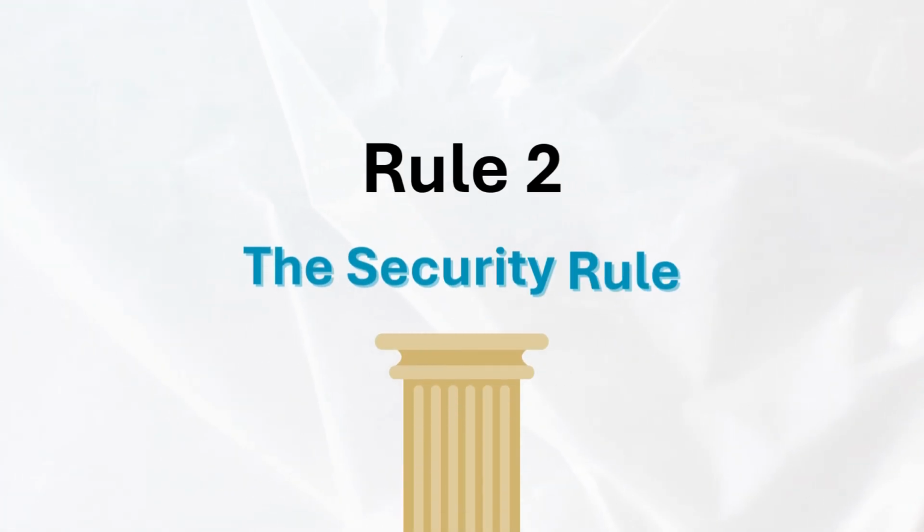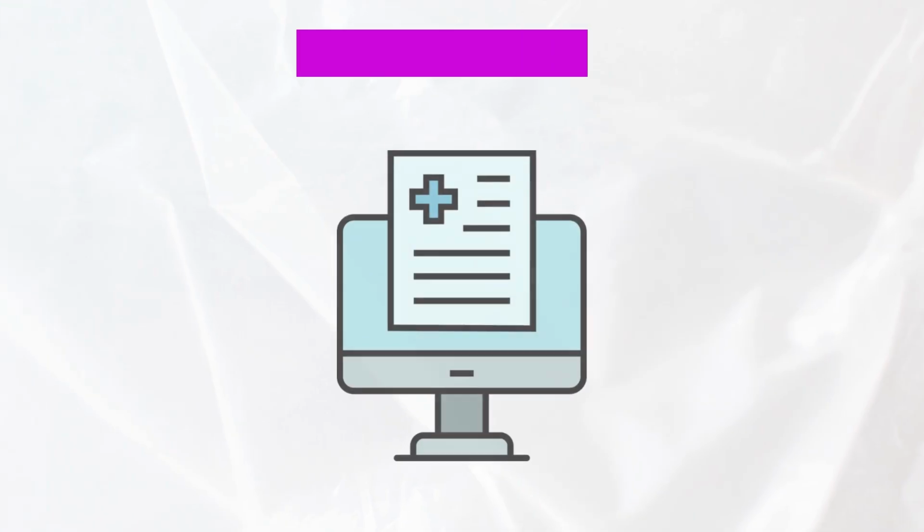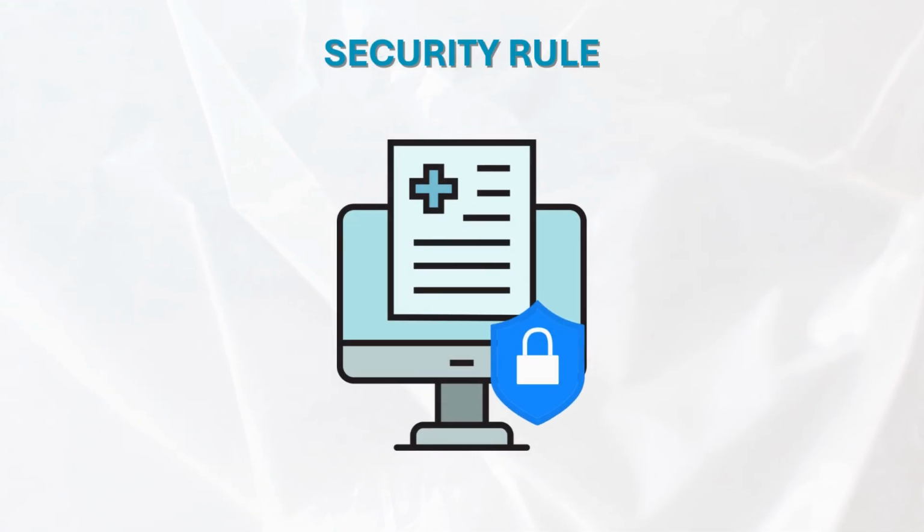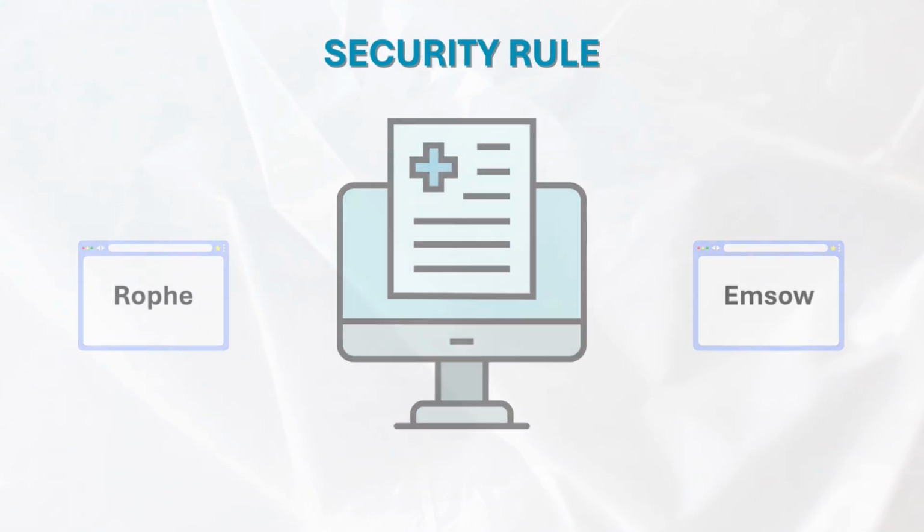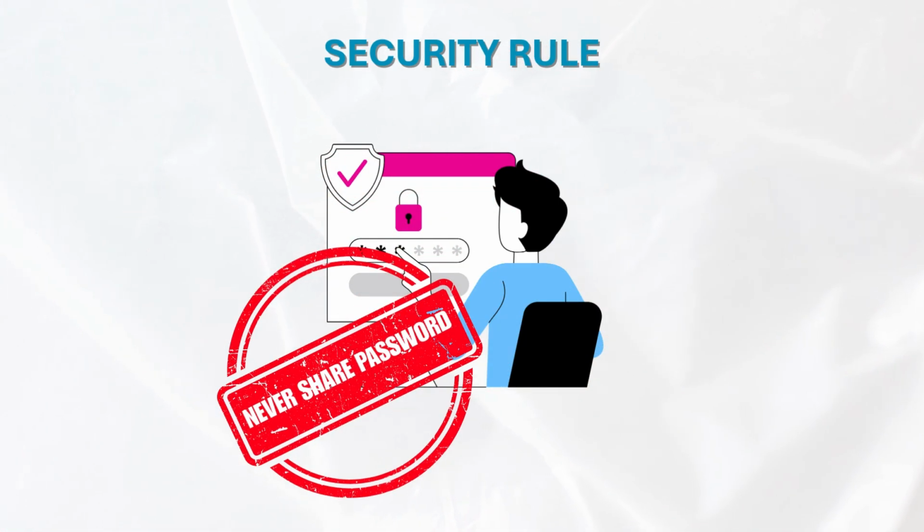Second is the security rule. This focuses on digital protection. It requires us to use strong, unique passwords for our systems like ROFE and EMSO and ensures we never share those login credentials with anyone.